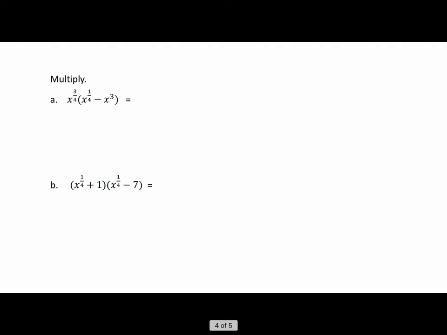Also from chapter 5, I think 5.3 would be the section there, multiplying polynomials. So this is a monomial, a single term, times a binomial. I'm going to distribute. So I'm going to multiply x to the 3/4 times x to the 1/4. And then another term, I'm going to multiply x to the 3/4 times negative x to the 3rd.